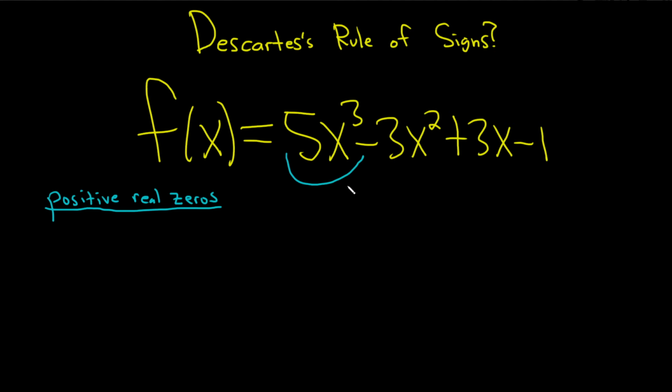So we have a sign change here. So I'm going to put a 1. Then here we go from negative to positive. So we have another sign change. So I'm going to put a 1. And then here we go from positive to negative. So we have another sign change. So I'll put a 1. So we have 3 sign changes.